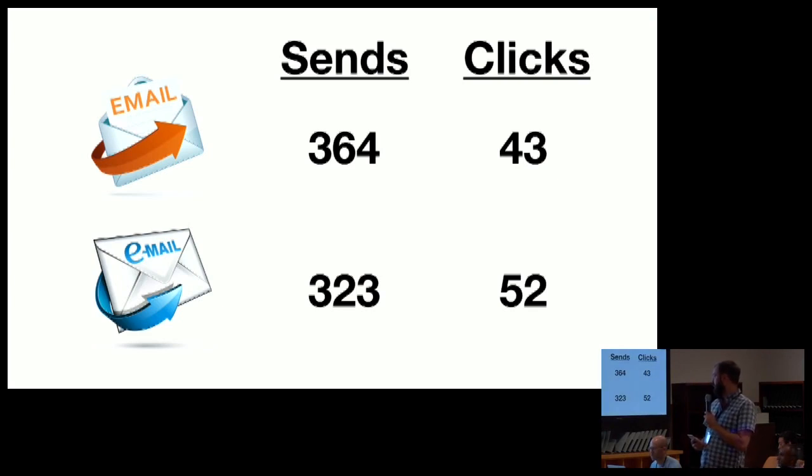Well, it's pretty obvious that the second one performed better. We got more clicks with less sends. But is it statistically relevant? Like, should we say that we should always send this, whatnot? I have a stats background. There's a number of different ways to solve this.